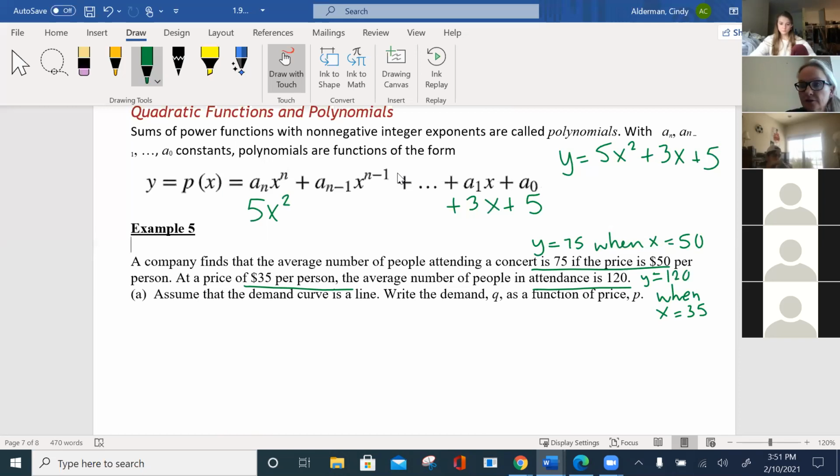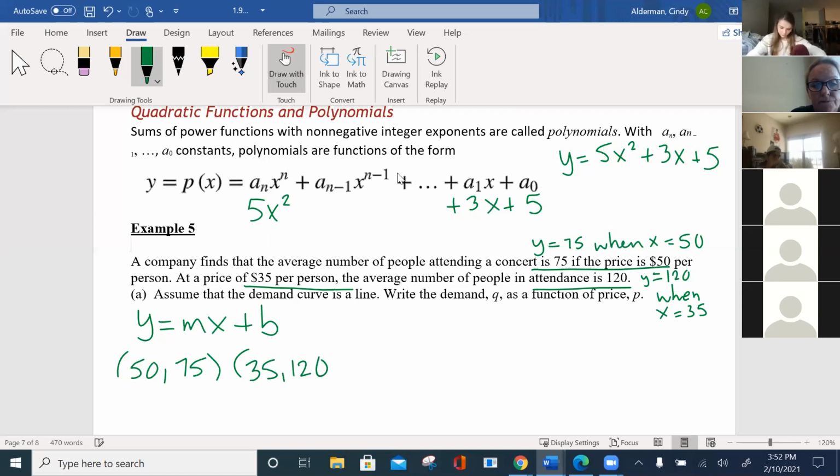So let's go back to when you learned this in Algebra 1. We've got y equals mx plus b. And they're giving us 2 points, 50 and 75, and 35 and 120. So instead of x and y, let's call this P and Q. But we're still going to use our y equals mx plus b formula for a minute. What I'm going to do is I'm going to plug in, well, actually, first what I'm going to do is find the slope.